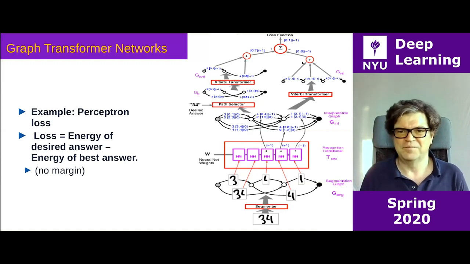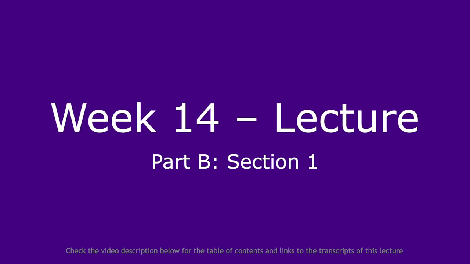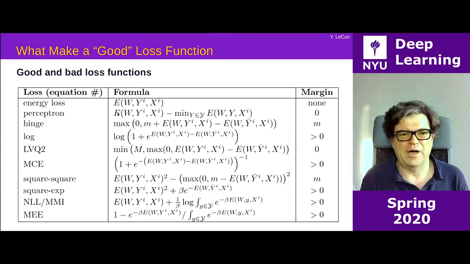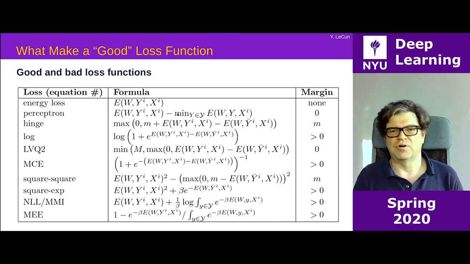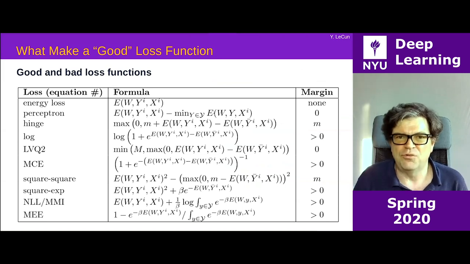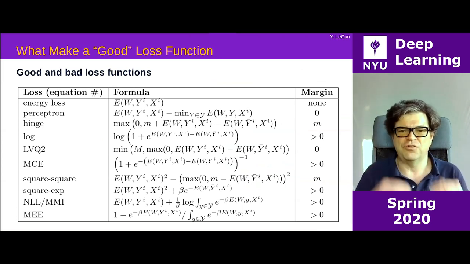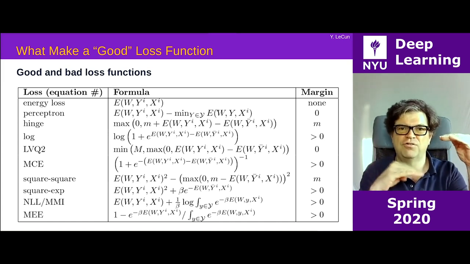And we talked about this before. In fact, let me go to this just now. Okay. Right, so the loss function we just talked about is the second one in this list here. This is the energy of the correct answer minus the energy of whatever answer your system wants to produce. That's the perceptron loss, or the generalized perceptron loss, if you want. And the bad news about this loss function is that it doesn't have a margin. So it doesn't ensure that the energy of the incorrect answers is strictly larger than the energy of the good answer.